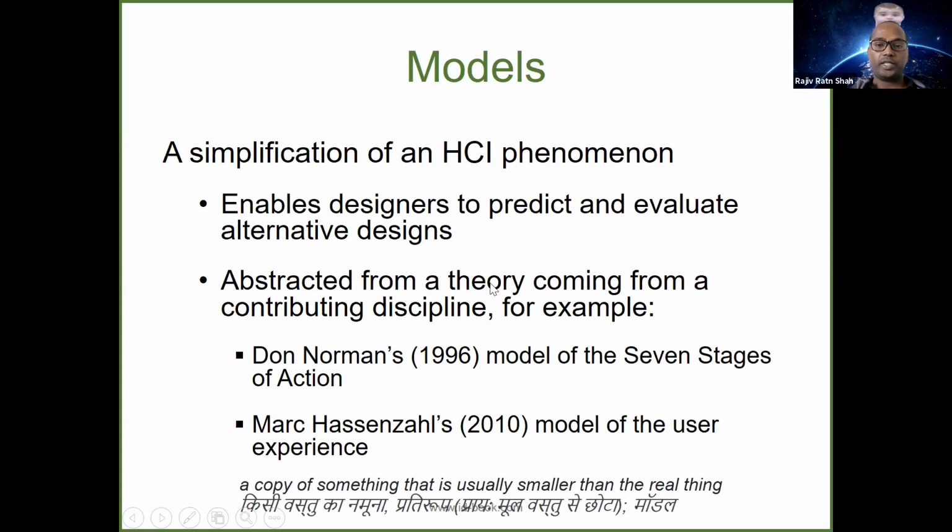It is basically abstracted from a theory coming from the contributing discipline. For example, Don Norman's model of the 7 stages of action. If you have to do any action, there are several stages. Similarly, the model of user experience. So these are basically the models through which you can evaluate the different designs that you have, and how good a user experience you are able to achieve through the model, and so on.